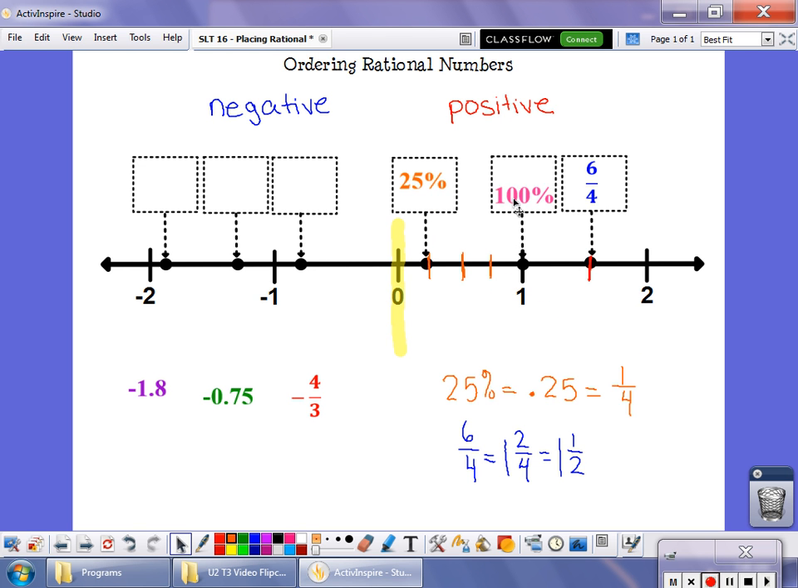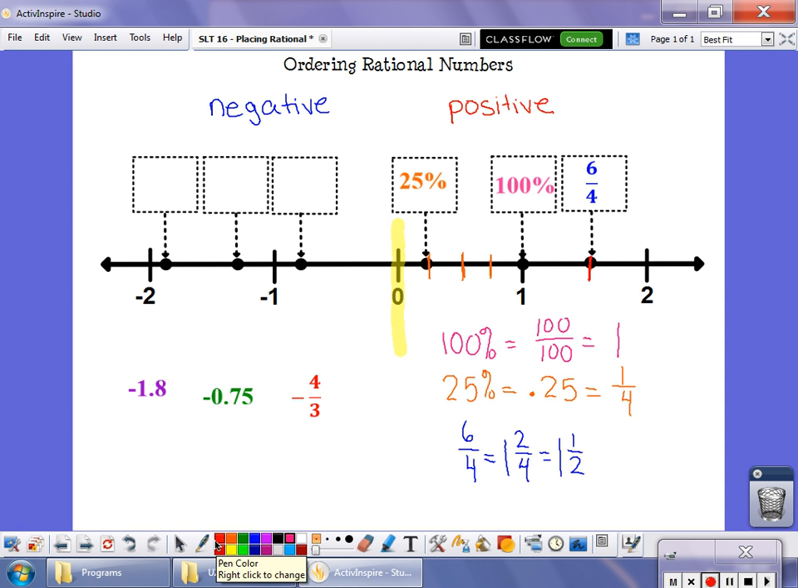That means 100%, my last positive number, has to go here. And I know that's true because I know 100% is equal to 100 over 100, which is the same as 1 whole. So now I have all my positive numbers in place. I'm going to do the same thing for my negative numbers.